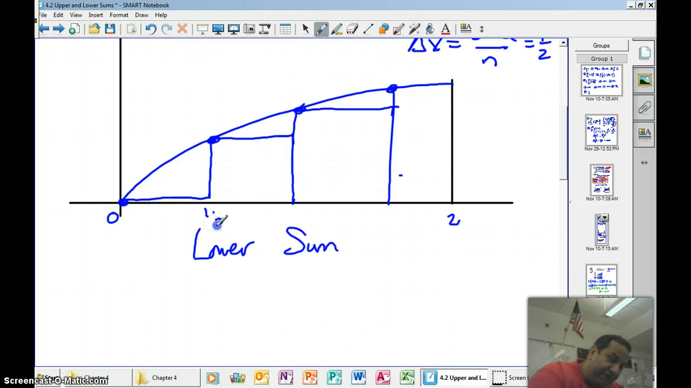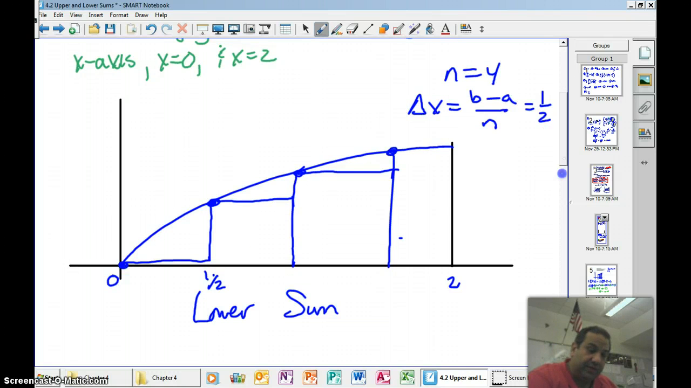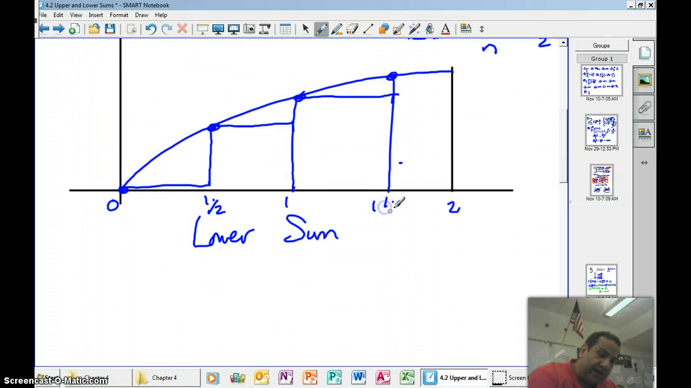Assume that the distances between them are the same. This is actually a half, because every delta x is a half from right up here. So that's a half, this is 1, this is 1.5, that's 2. Or 3 halves, if you will. So far, so good.